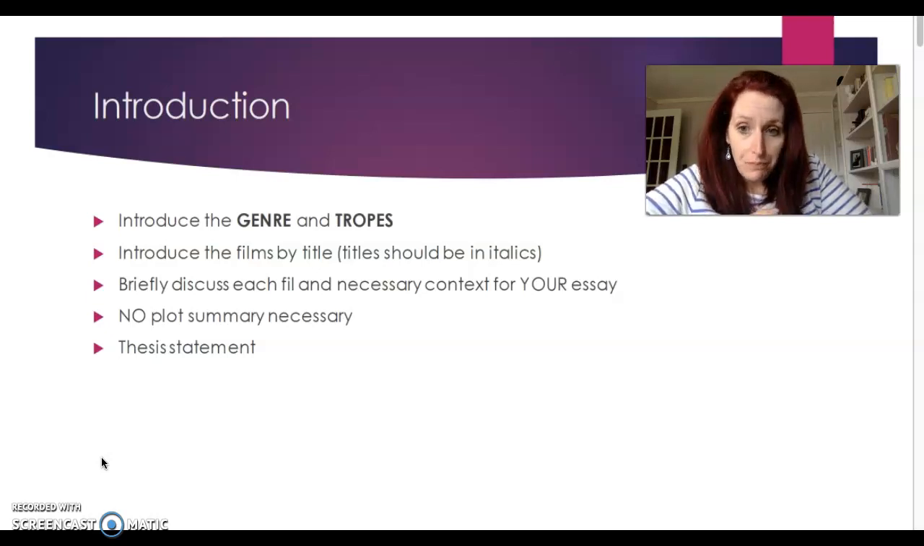Briefly discuss each film, and provide any necessary context for your essay. Please don't give me a plot summary. I don't need to know what precisely happens from the beginning of the film to the end of the film. Assume that I've seen the movies. Most of the movies on your list, in fact, all of them on your list, I've seen. So I know and I'm familiar with the content of the films.